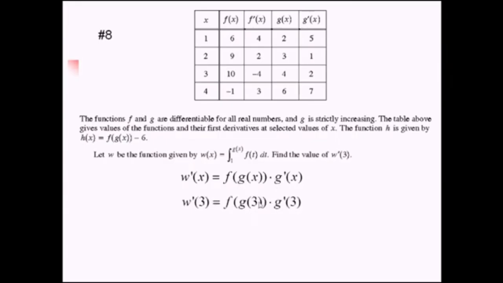Well, g of 3, which we have to do before we can do f of g of 3, g of 3 in this table here is going to be 4. So this is really f of 4. And over here, g prime of 3 is going to be 2. So we have f of 4 times 2, and f of 4, it looks like, is negative 1. So negative 1 times 2 comes out to negative 2.